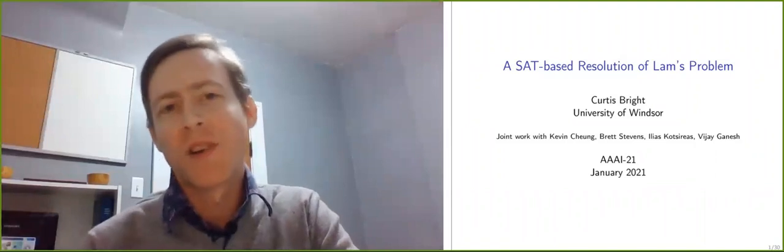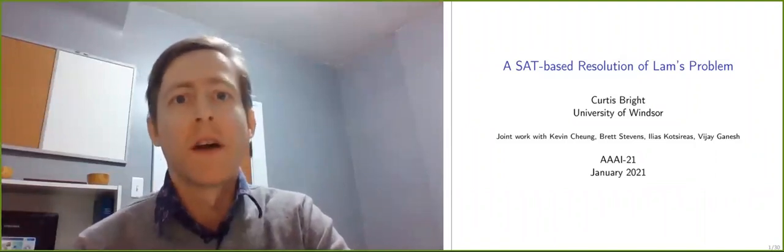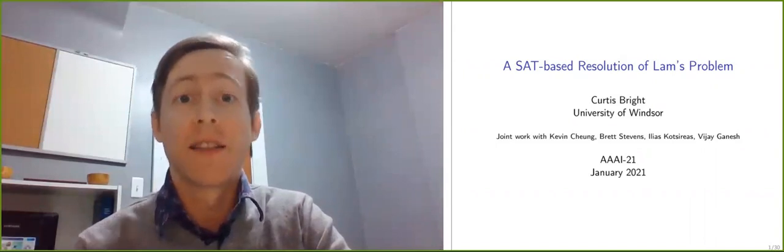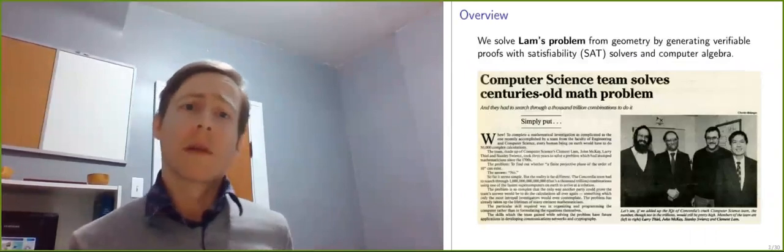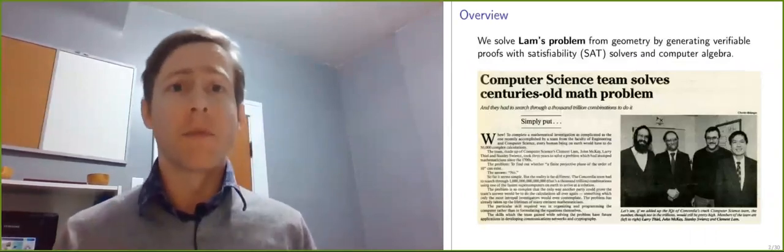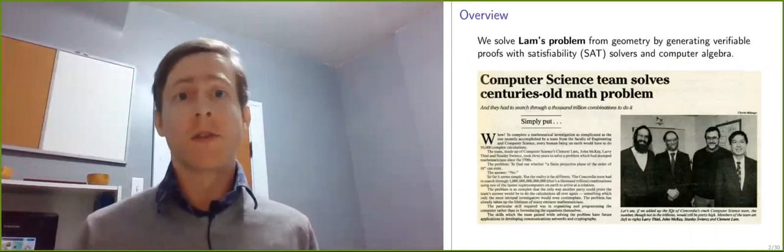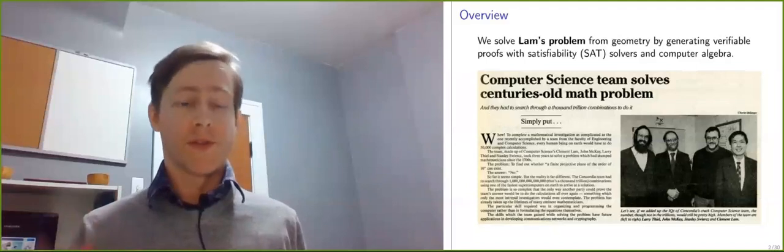Hi, I'm Curtis, and I'm going to be talking about our work on resolving Lamb's problem by generating a collection of unsatisfiability proofs using a SAT solver. Now, Lamb's problem comes from a branch of mathematics known as projective geometry, and this was a very famous problem because it was open for hundreds of years and was resolved finally using a massive supercomputer search.